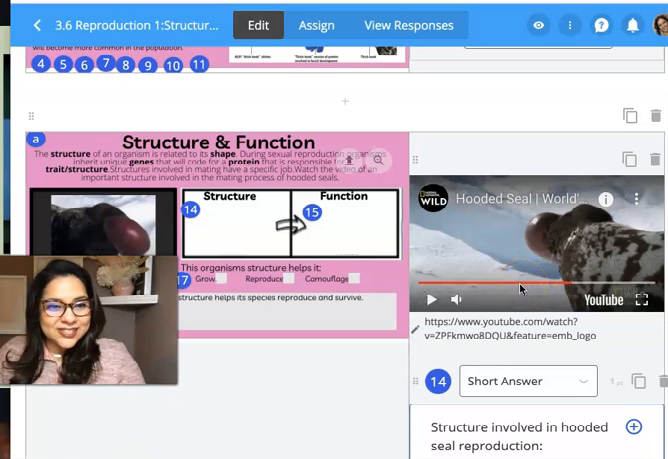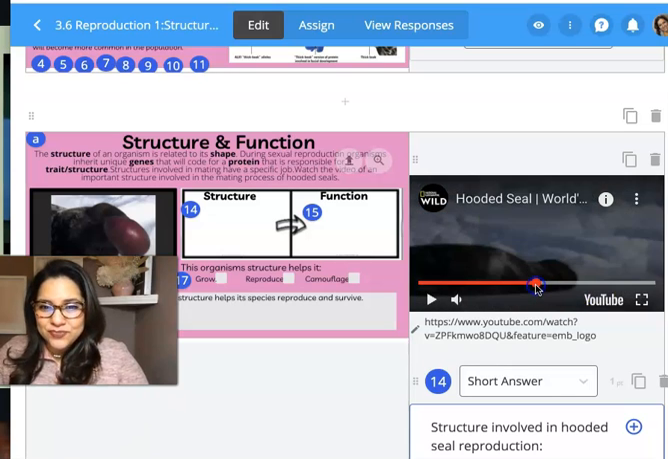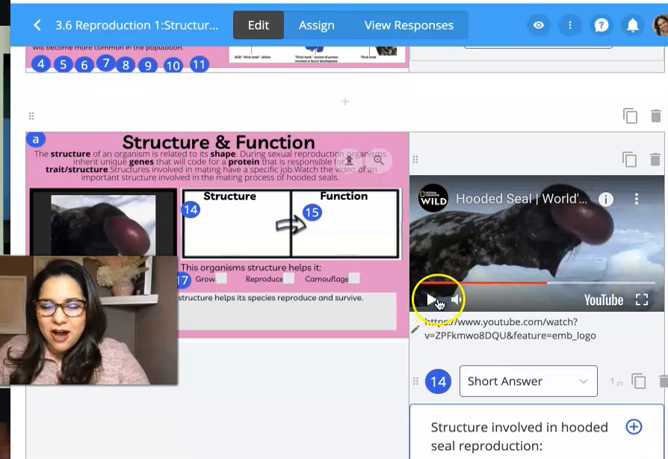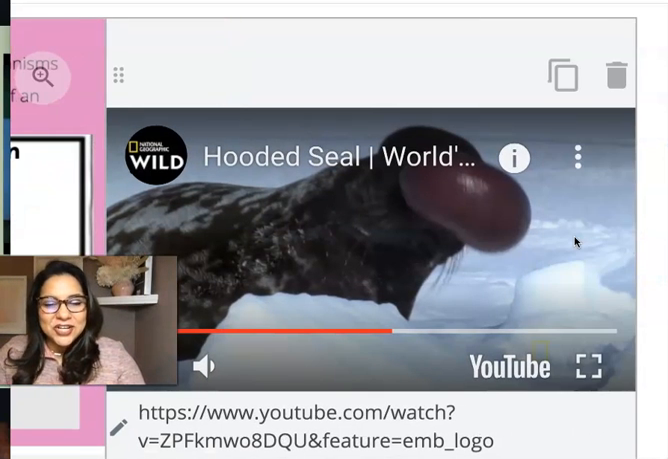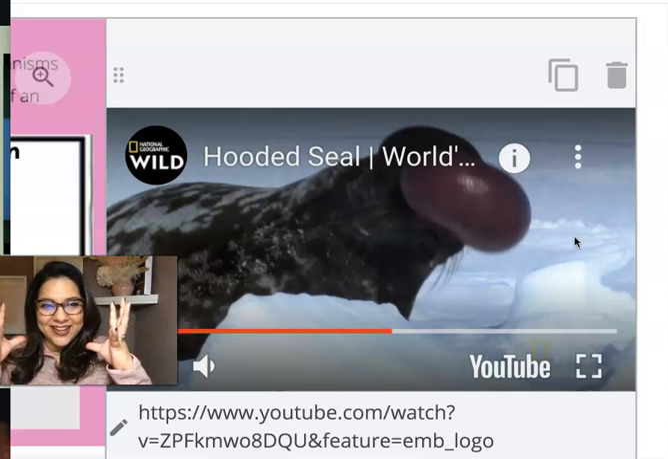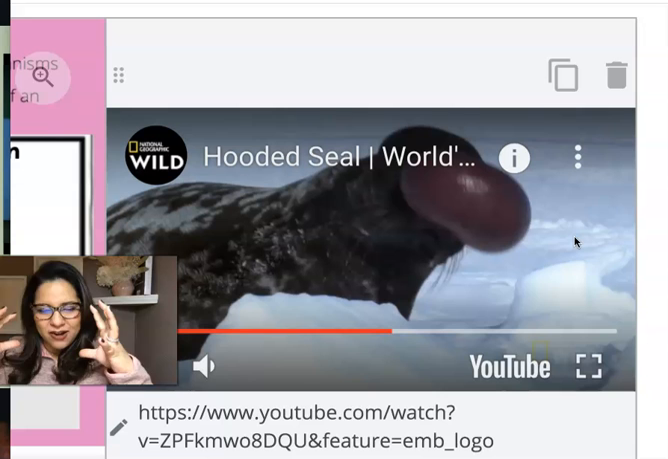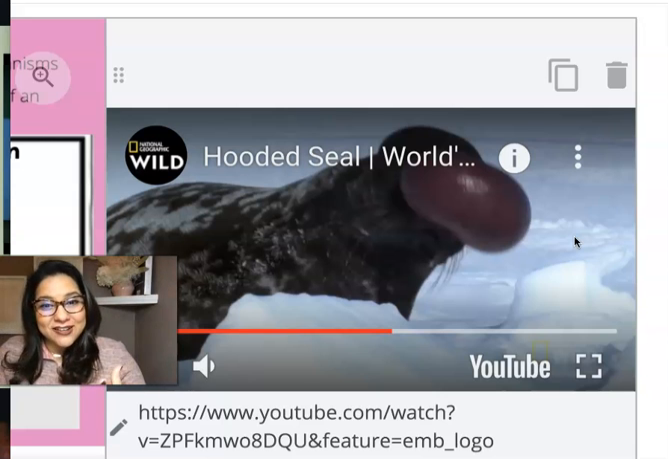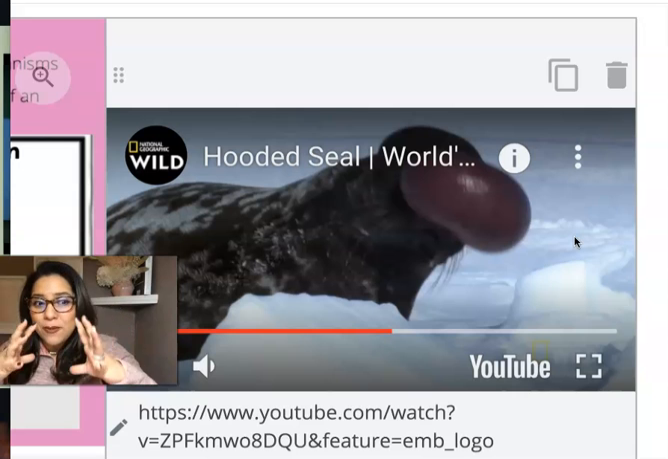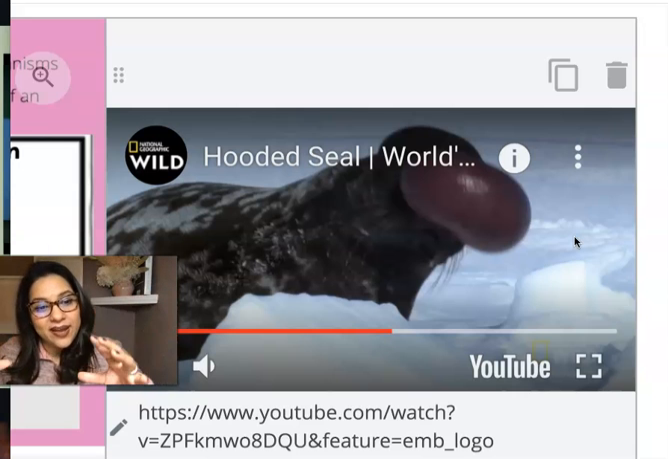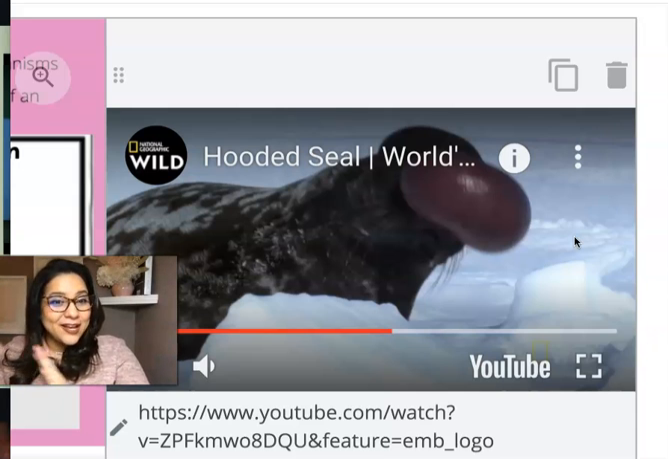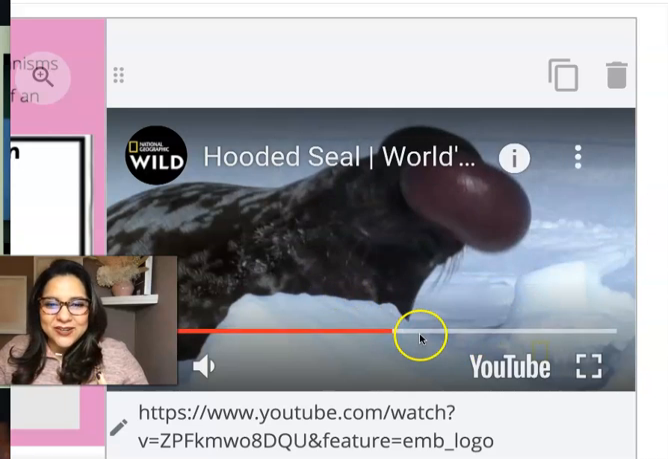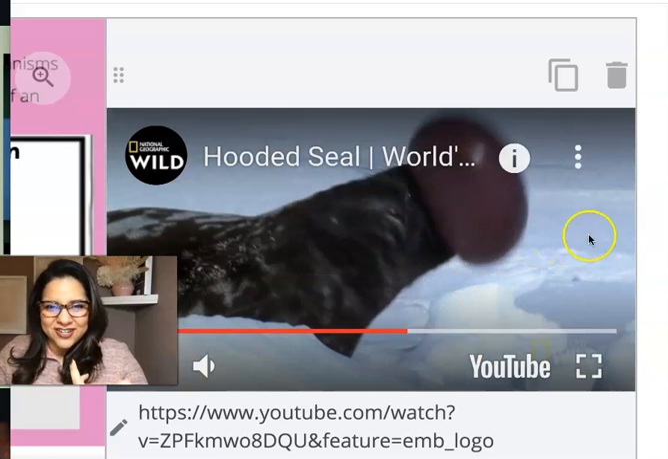It is with our wonderful hooded seals. They're very popular for blowing up this balloon on their heads. And so the structure would be this balloon, right? And it's round, it's filled with air, if we want to describe the structure. But the function of it is to blow up a very large balloon that could scare other males away so that they can mate, they can attract females and scare other males away that could get in their way, right? So I just thought that was a really cool example of structure and function with our hooded seals.